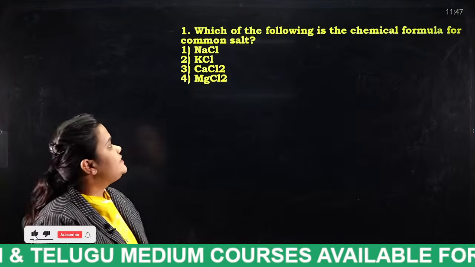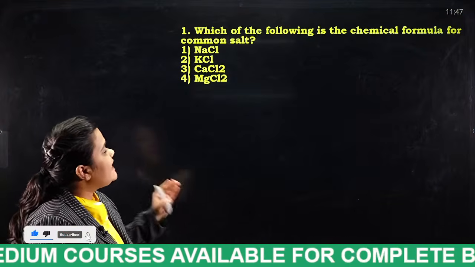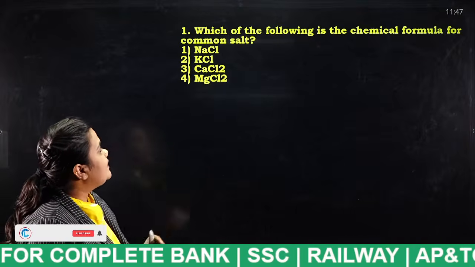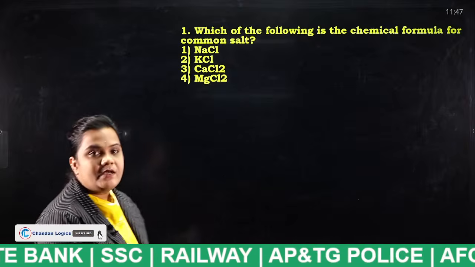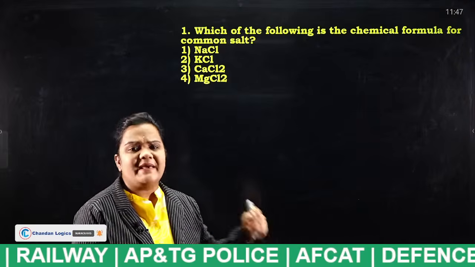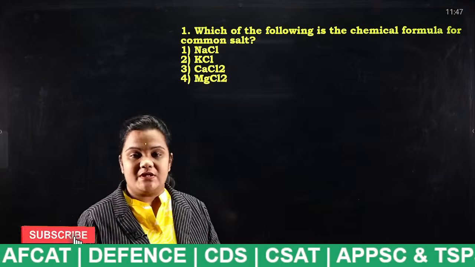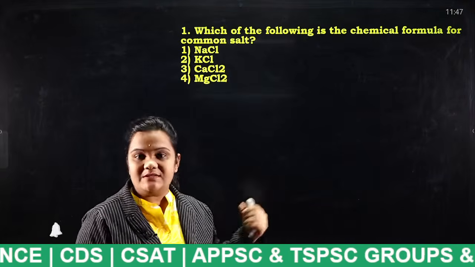So first question. Which of the following is the chemical formula for common salt? Sodium chloride, potassium chloride, calcium chloride, magnesium chloride. So this session is regarding basics. Each and every student, please try to answer this question.